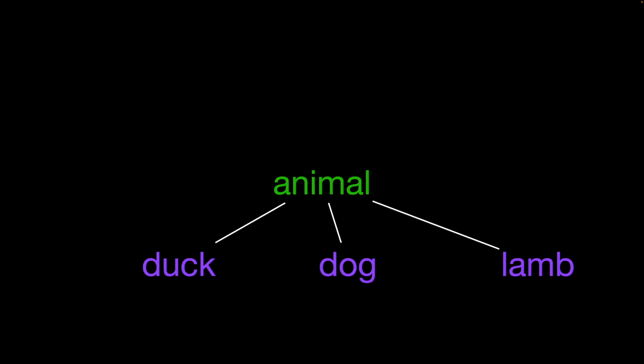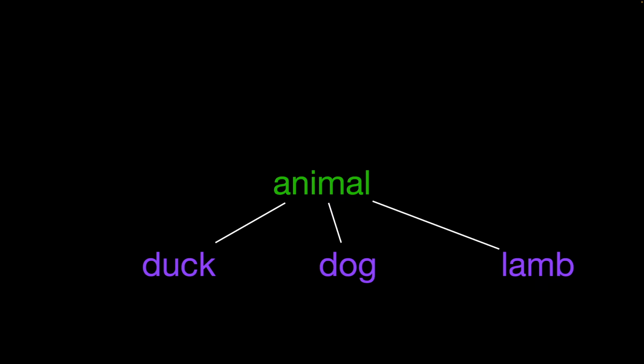One way to do it is you could come up with specific animals. So we'll do a duck. And then we'll add another child, a dog. And we can do another one. And you can keep going as much as you want. It depends what your goal is.